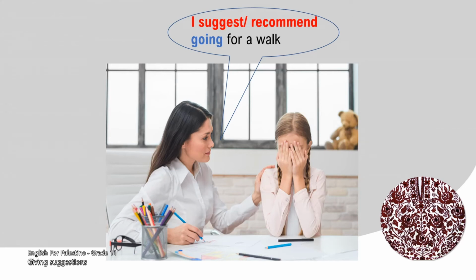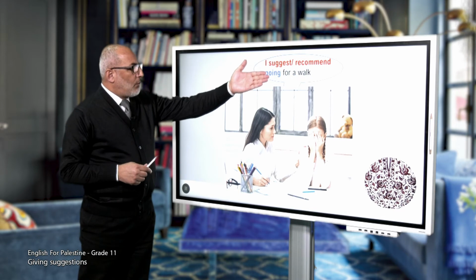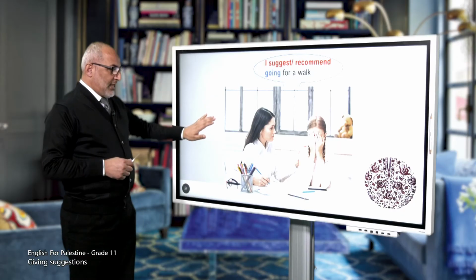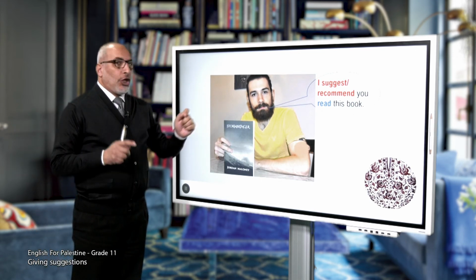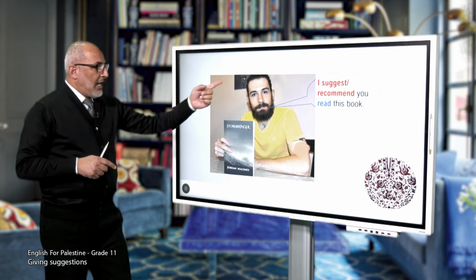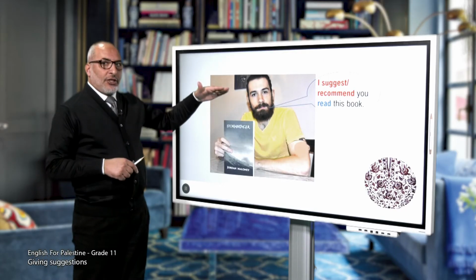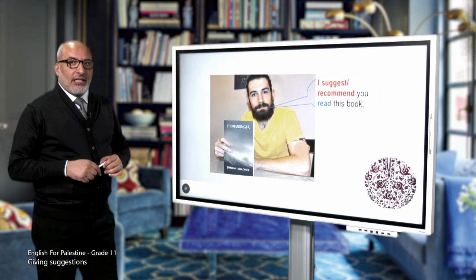Here, a teacher is sitting with her student. I suggest or I recommend going for a walk. Suggest or recommend plus the ing form of the verb. Notice carefully. The third one, I suggest or I recommend you read this book. The verb suggest or recommend plus subject plus the infinitive form of the verb. Now, these three structures are formal. They are formal structures for giving suggestions.